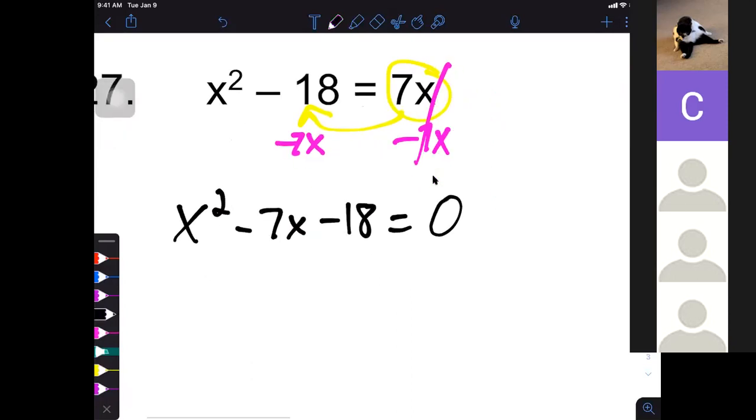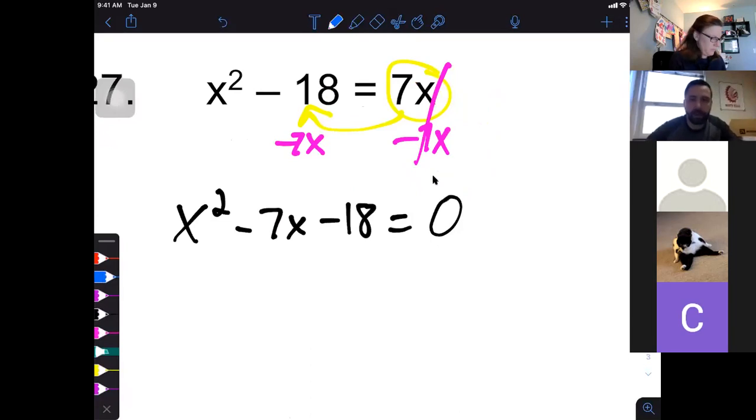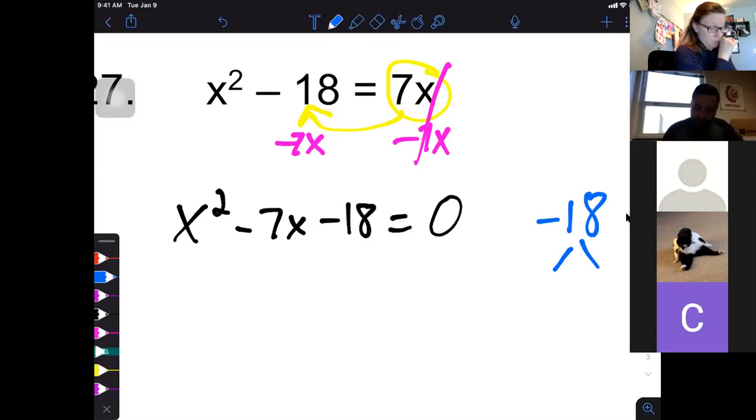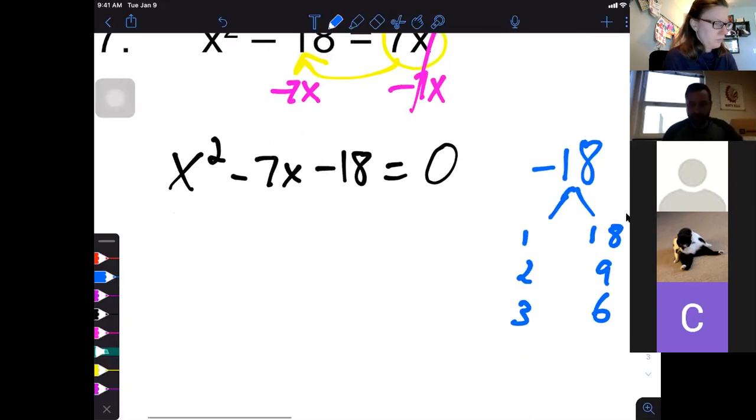From here, you want to do your AC method. Bill, what's your AC in this case? A times C would give you what number? Negative 18. Yeah, negative 18. Factors of 18 are 1 and 18, 2 and 9, 3 and 6. Did I miss one? Nope.